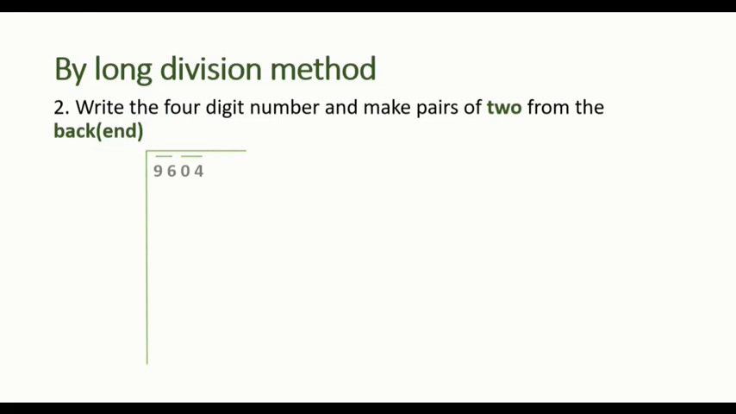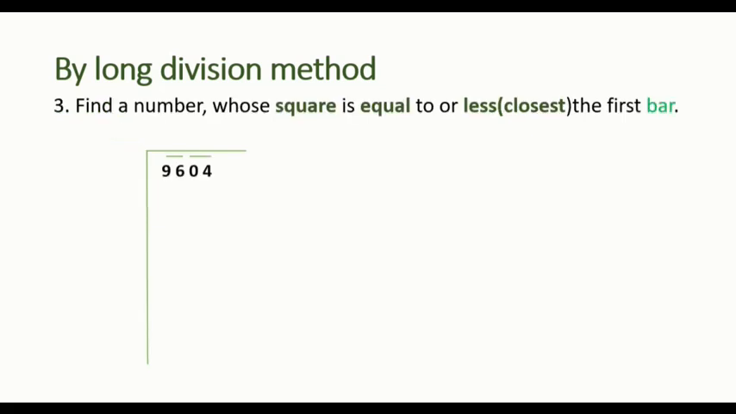So now we have two pairs, or two bars, here. Like we do in simple division, we will start with the first pair, that is 96 over here, on which we have the first bar. So now comes the interesting step.